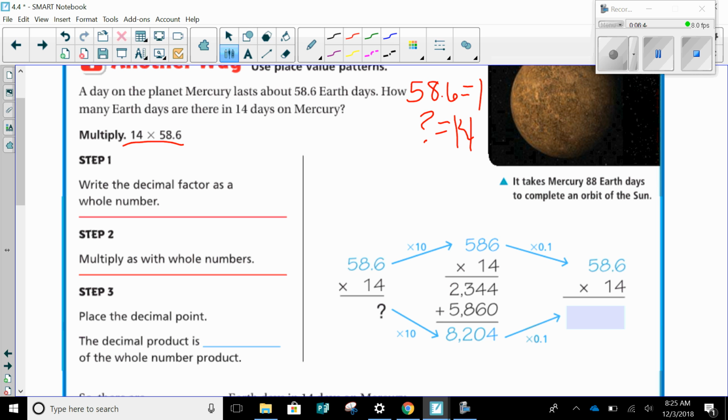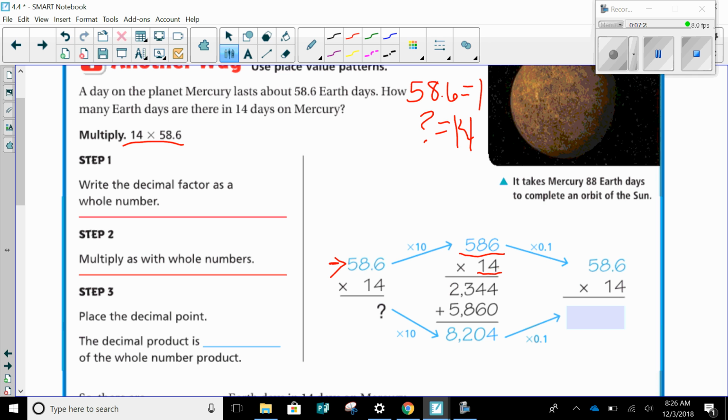To do this, we're going to write the decimal factor as a whole number. And that's the first thing that we're going to do. All that means is that we're going to move that decimal point over. To move that decimal point over means that I'm multiplying by 10. So 58 and 6/10 is going to give me 586 when I multiply it by 10. Then 14 is already a whole number, so I just pulled that back over. So then I just multiply.